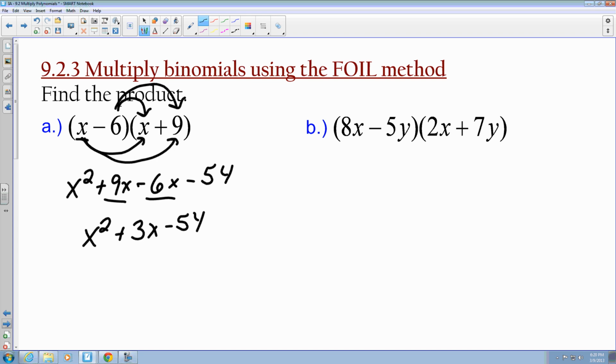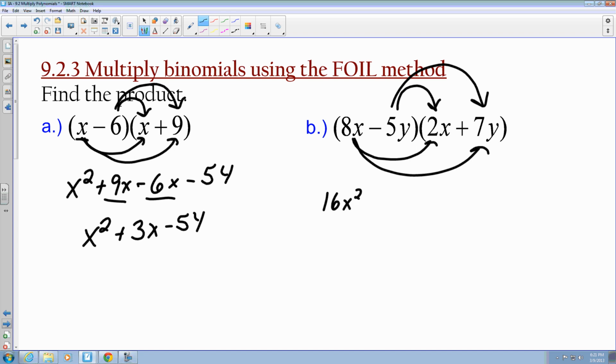For b, I'm going to do the same thing. Take that 8x and multiply it by these two terms. And then I'm going to take my negative 5y and multiply it by these two terms. So I got 8x multiplied by 2x, which will give me 16x squared. I got 8x multiplied by 7y, so that'll give me a positive 56xy. So now that's done.